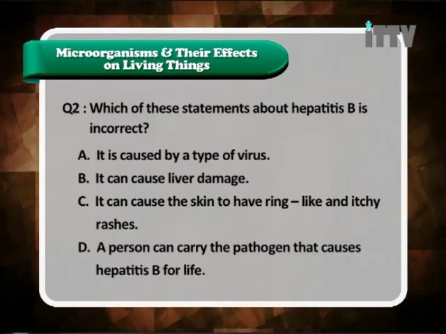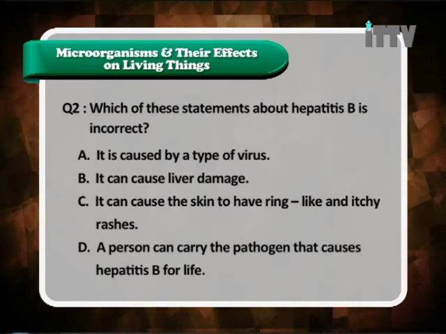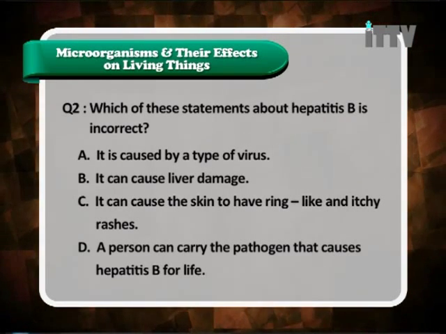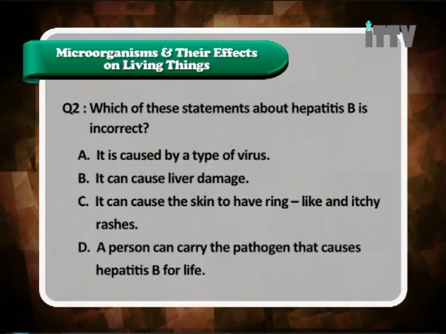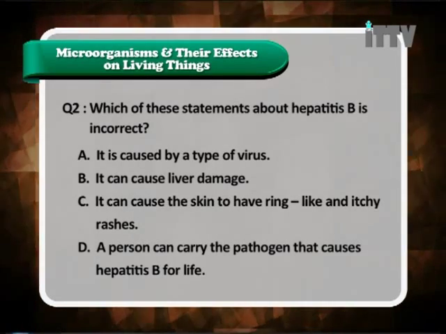Hepatitis B, that is what we are looking at here, and we have to find something that is incorrect. Now, A, it is caused by a type of virus. Actually, it's correct. B, it can cause liver damage. It's correct too. Now, C, it can cause the skin to have ring-like and itchy rashes. Those are actually the symptoms of ringworm. So therefore, C is not correct. D, a person can carry the pathogen that causes hepatitis B for life. Yes, they can be a carrier for hepatitis B. So therefore, the answer is actually C.